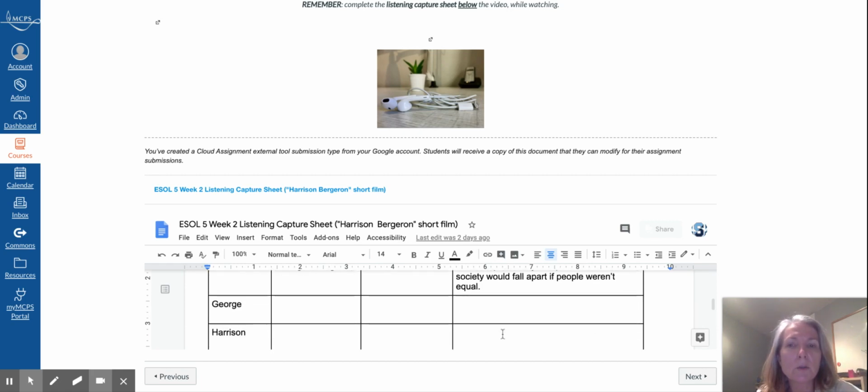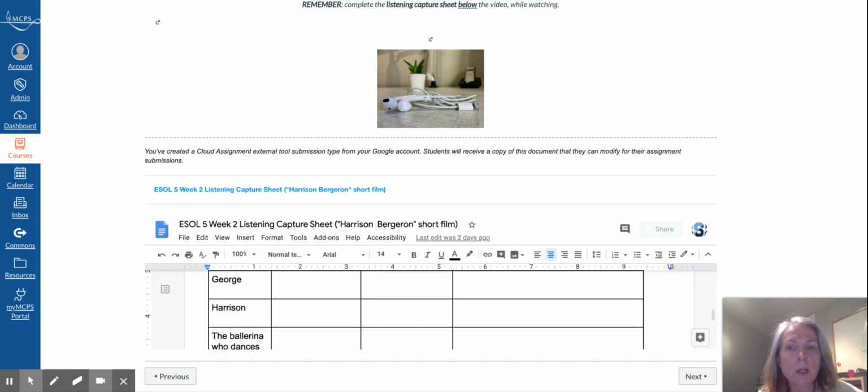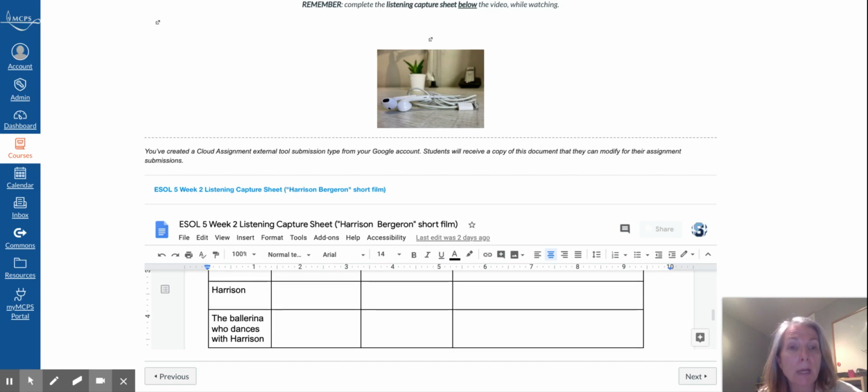So you're going to do the same thing for George. After you watch the film, and you can read the text again, you're going to go through and answer these questions about George, about Harrison, and about the ballerina. Not all the ballerinas, but the one ballerina who danced with Harrison.